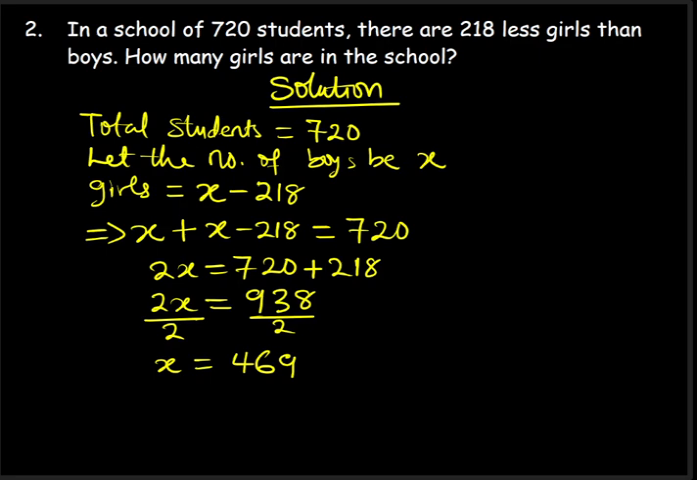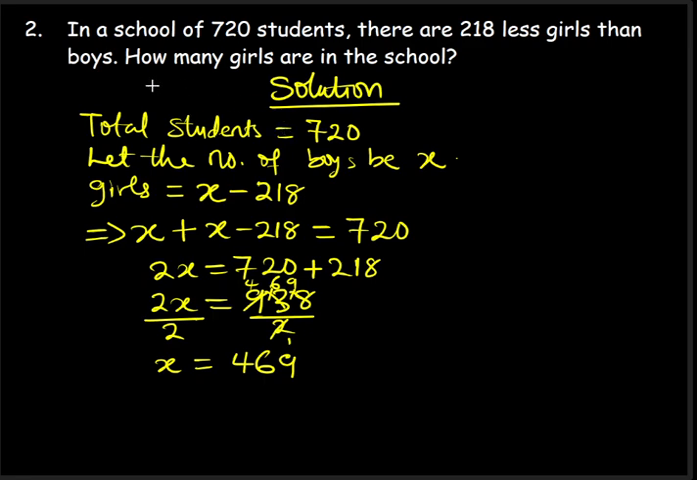469. If you divide 2 into 2, 1. 2 into 4, that will be 4 remainder 1. 2 into 13, that will be 6 remainder 1, and 2 into 18, that will be 9. So 469. Now, that 469 is for x. What was our x? Our x was boys. That means the number of boys is 469.